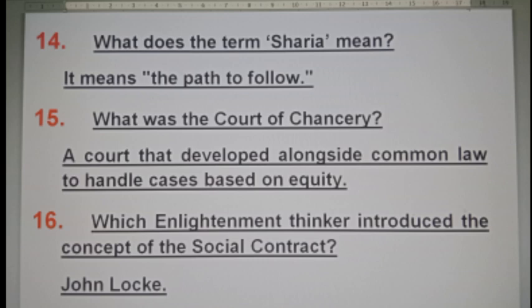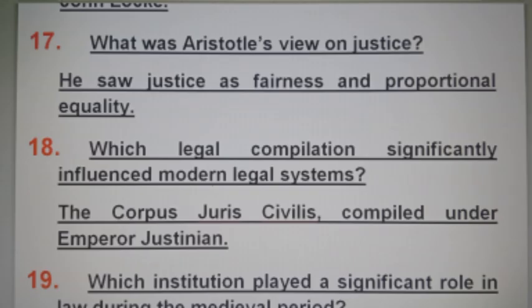Which Enlightenment thinker introduced the concept of social contract? John Locke. What was Aristotle's view on justice? Aristotle saw justice as fairness and proportional equality. Which legal compilation significantly influenced the modern legal systems? The Corpus Juris Civilis, compiled under Emperor Justinian.